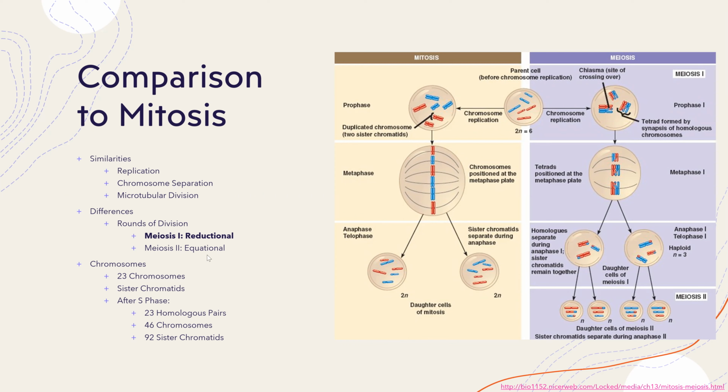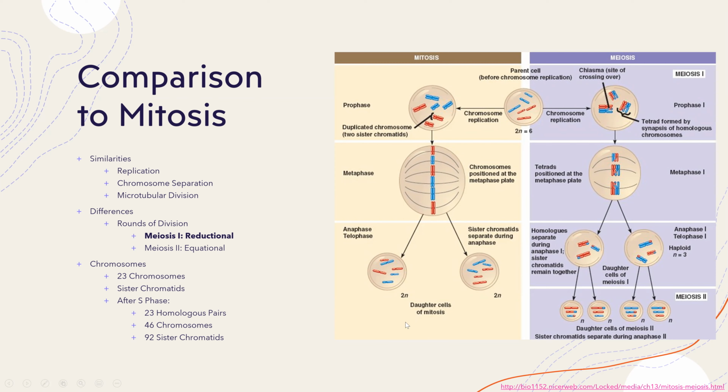Meiosis II, however, is very, very similar to mitosis in that it's equational division. The ploidy, or the amount of genetic material in the cell, does not change. For mitosis, you go from 2n to 2n. And for meiosis II, you go from n to n.